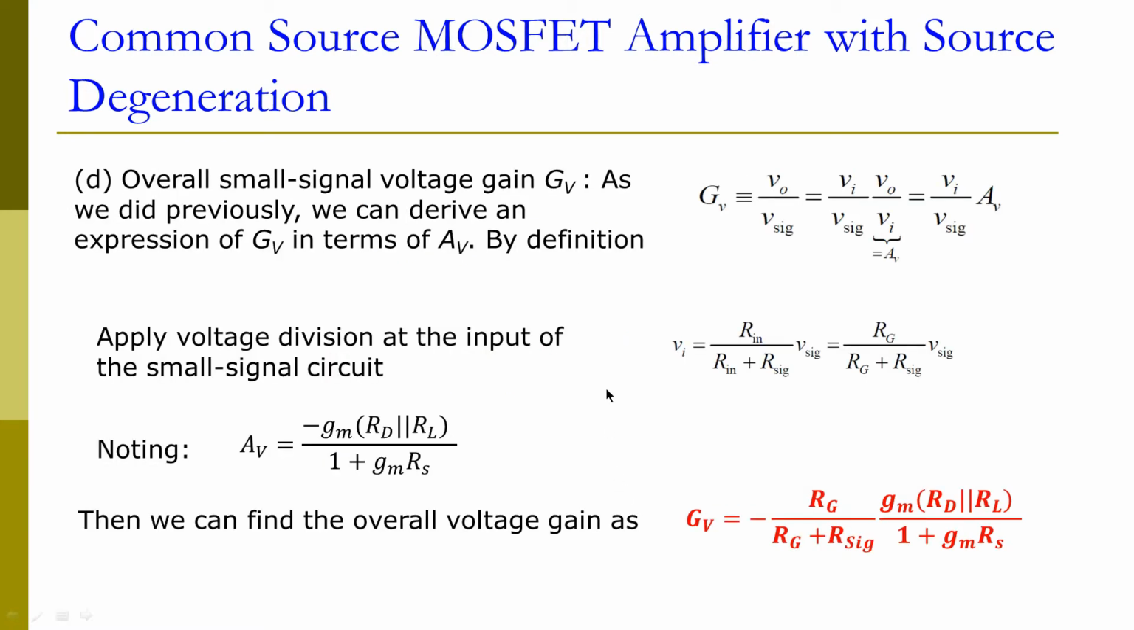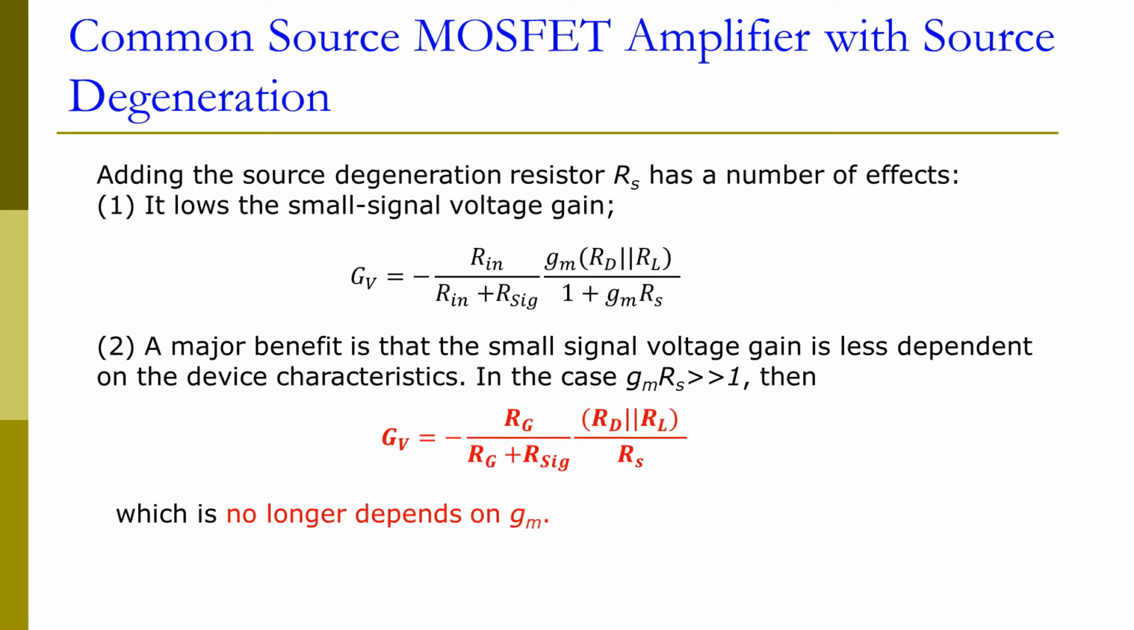And similarly, we can calculate our overall small signal voltage gain Gv as we did previously. Once we plug in the voltage divider equation as well as our Av, we end up with the overall small signal voltage gain with this expression here in the red color. Now adding the source degeneration resistor Rs here has a number of effects. First, it lowers the small signal voltage gain.